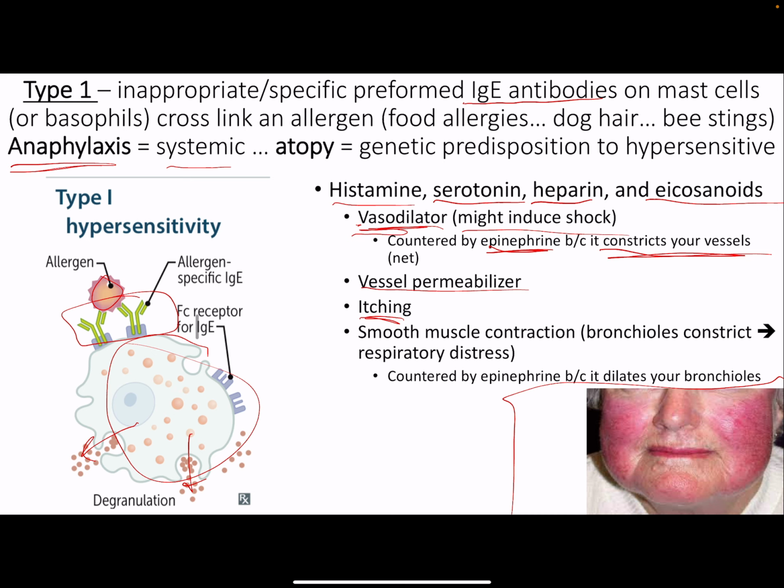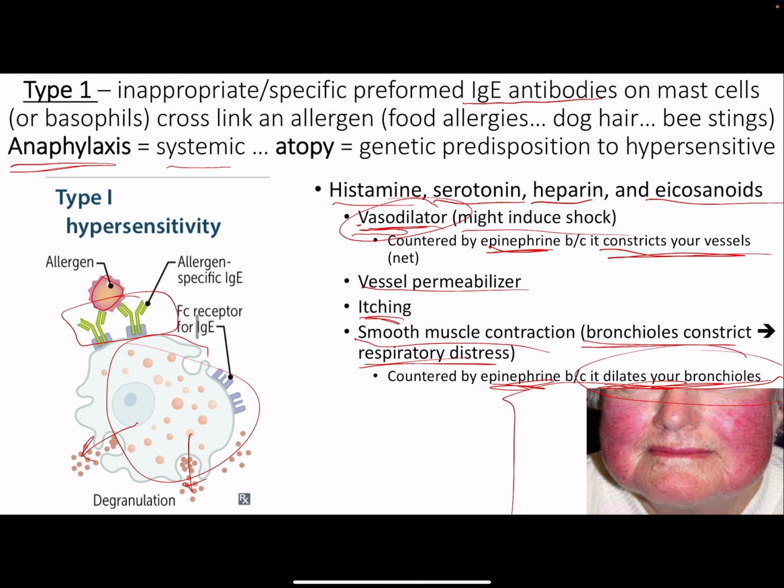Itching is also another classic symptom of histamine. Histamine is going to cause your bronchioles to constrict as a result of smooth muscle contraction. Well, if they constrict, it's harder to get air in and out, so you go into respiratory distress. This could also kill you if the anaphylactic shock doesn't kill you. But epinephrine helps with this as well, so it also dilates your bronchioles. So that's why people carry EpiPens, for both the vasodilation hypotension issue and for the respiratory distress issue, because it dilates your bronchioles.